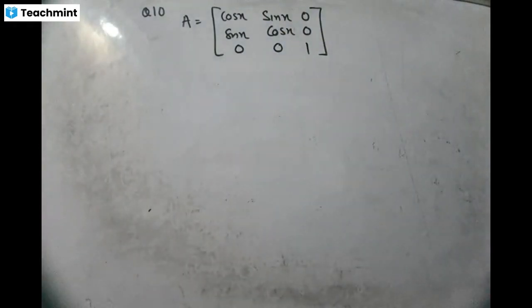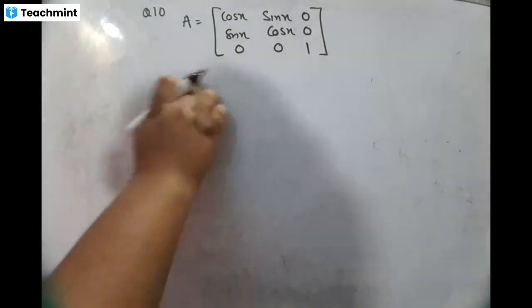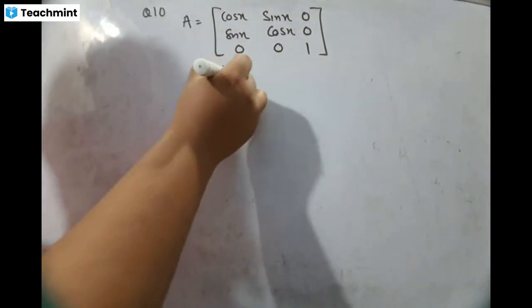So what you need to know is the meaning of a singular matrix. So what is the meaning of a singular matrix? Singular matrix, anyone? Singular matrix means the determinant of this matrix is equal to 0.